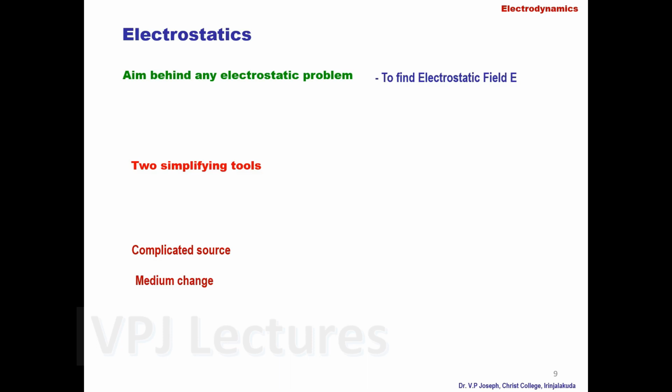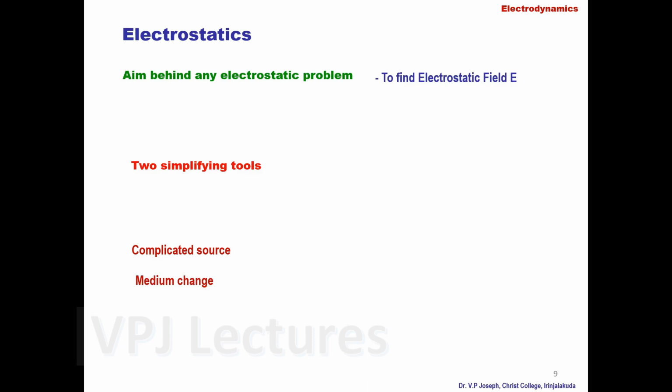I have mentioned earlier that the source may be of different types, that is a point charge, a collection of charges, or a line charge, surface charge, volume charge. And we are interested in evaluating the electric effect corresponding to a complicated charge. And we know that we are interested in evaluating a vector quantity. Electric field is a vector quantity.